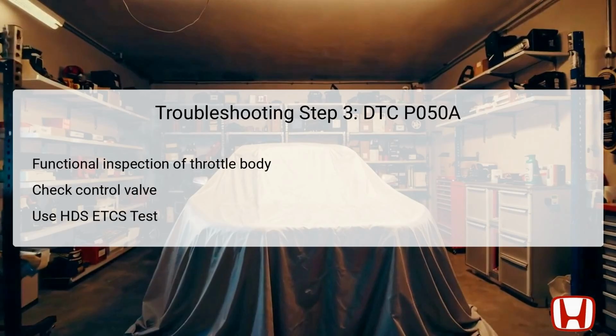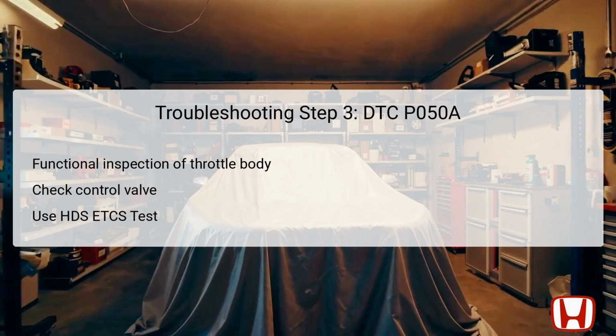The third step focuses on the throttle body, a critical component for managing airflow into the engine. Begin by conducting a functional inspection of the throttle body using the Honda Diagnostic System (HDS) with the ETCS (Electronic Throttle Control System) test function. During this test, the throttle actuator control valve should indicate normal operations without any issues.